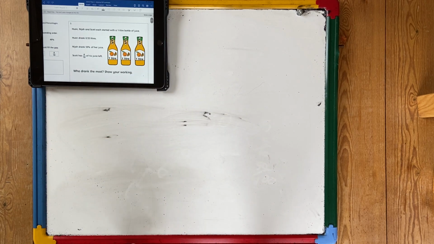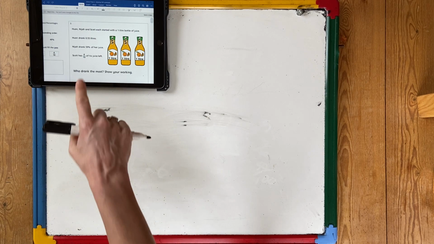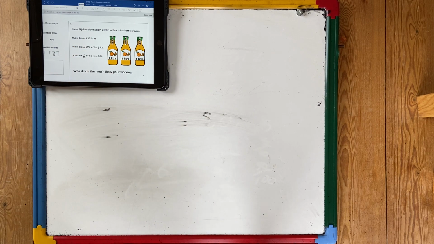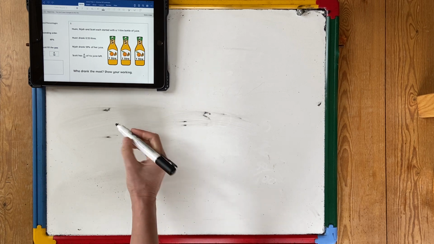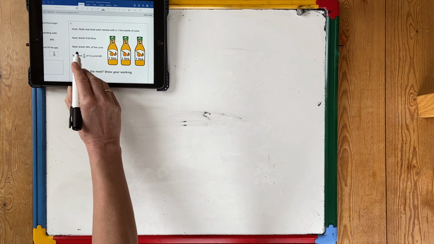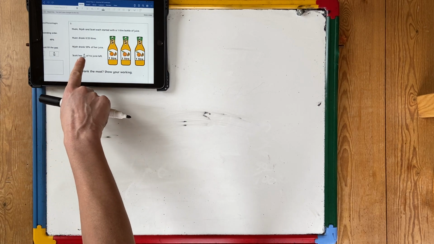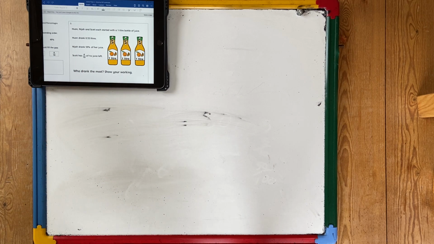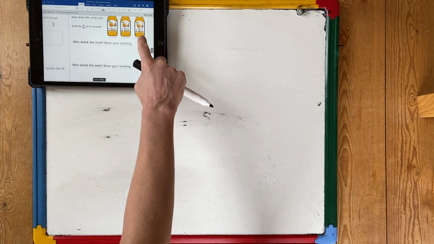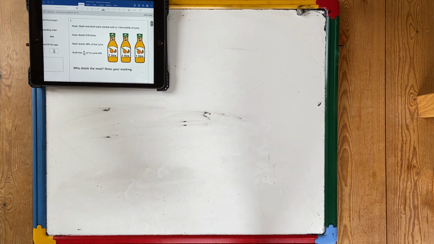Okay, question 3. Huan, Nisha and Scott each started with a 1 litre bottle of juice. Huan drank 0.55 litres, and Nisha drank 59% of her juice. Scott has 4 tenths of his juice left. Who drank the most? And who drank the least?